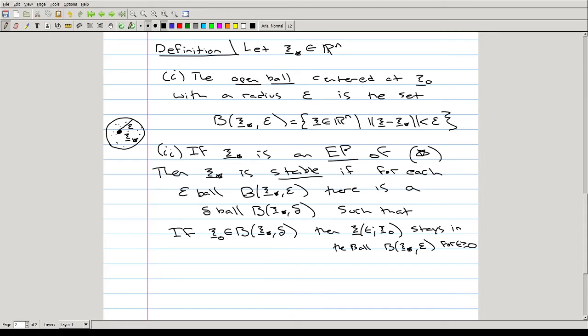This is saying that for any epsilon, no matter how close you want to get to xi star, we can find some set of initial conditions, which is the delta ball, such that for points that start in the delta ball, the solution may leave the delta ball, but it'll always stay within the epsilon ball.